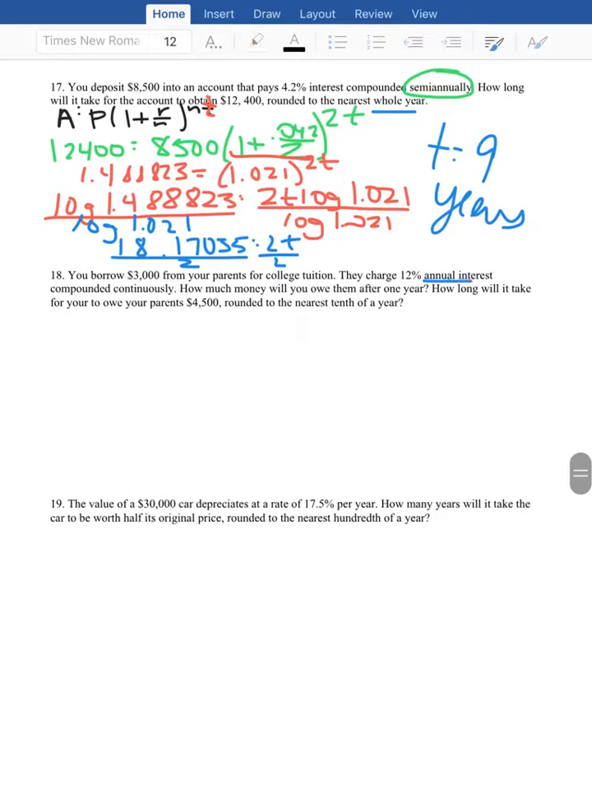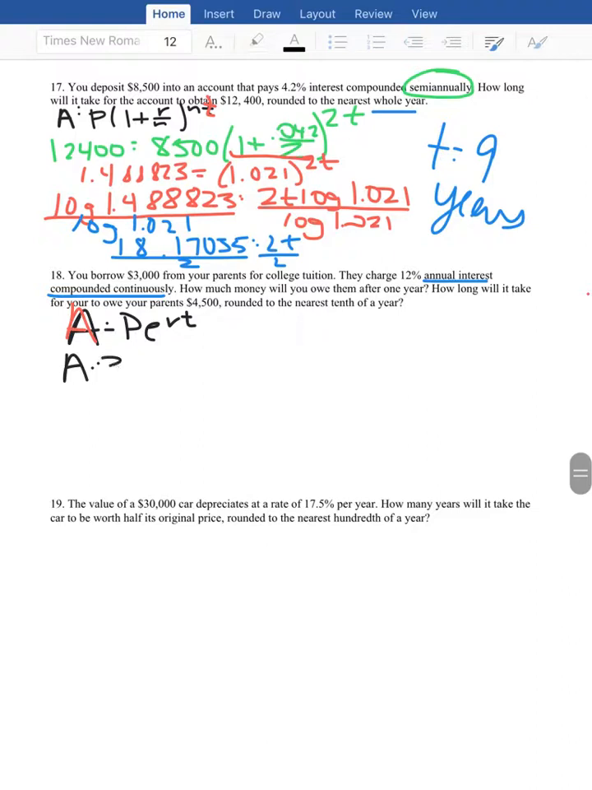This is talking about annual interest compounded continuously. So compounded continuously, that is going to be your PERT equation, A equals Pe^(rt). Okay, so there's two parts to this question. The first part, how much money will you owe? So how much money will you owe talks about finding A. Okay, so this is a rather easy question. So how much money will you owe them after 1 year? So I'm looking for A.